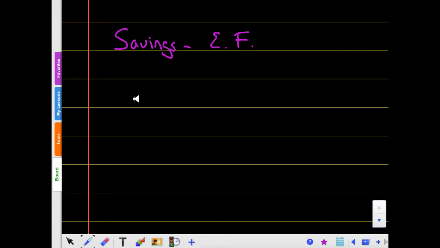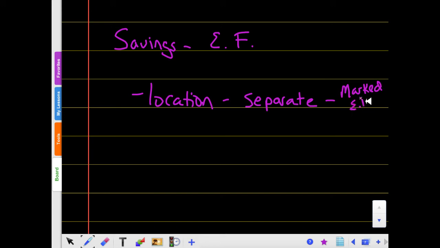First off, location. The location of it matters. You don't put your emergency fund into the stock market. It's too risky. It's not designed to build wealth. So you put it into a separate account so that it's kind of marked emergencies. You know it's not getting mixed up with your iPad money, and it's not getting mixed up with your vacation money. It's separate. It's not in a risky place like the stock market because it's not designed to make money.